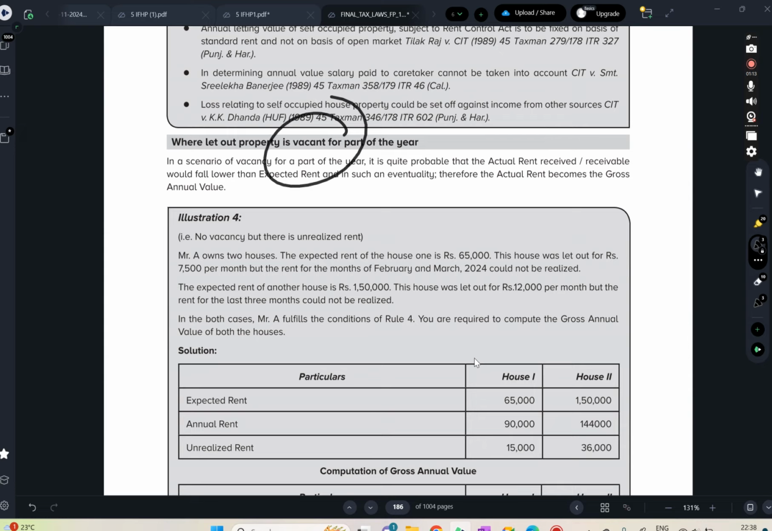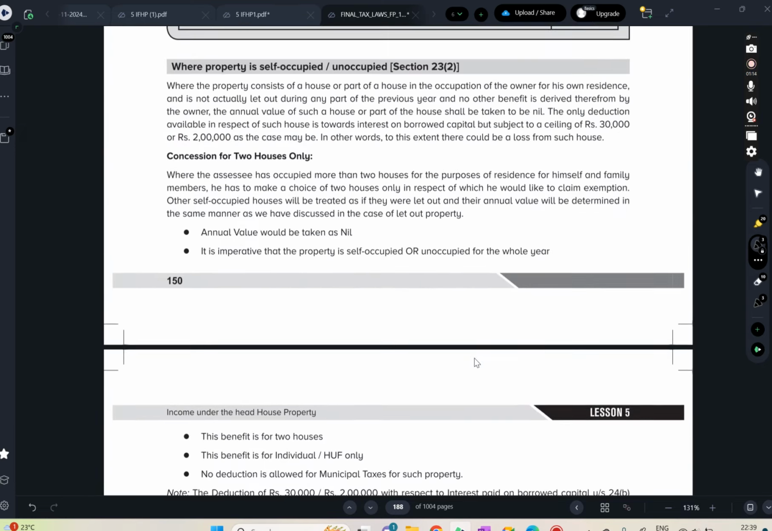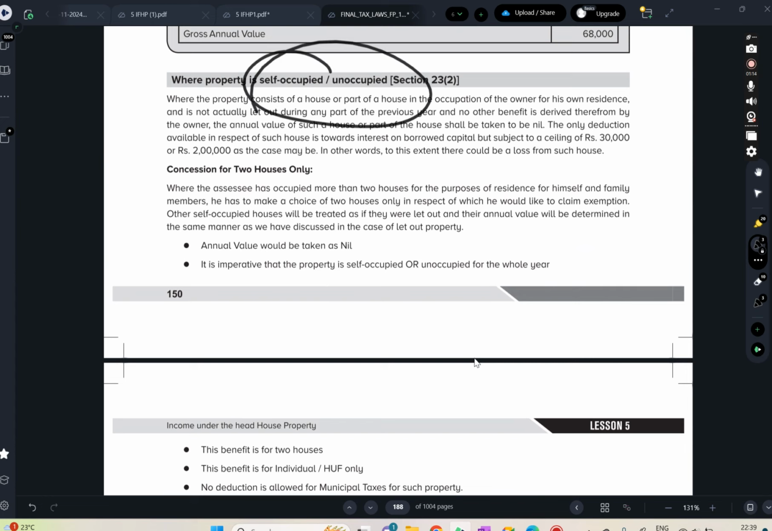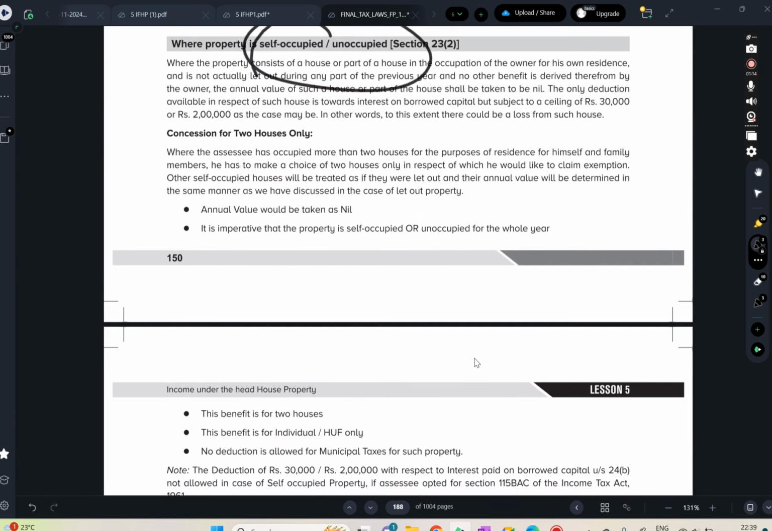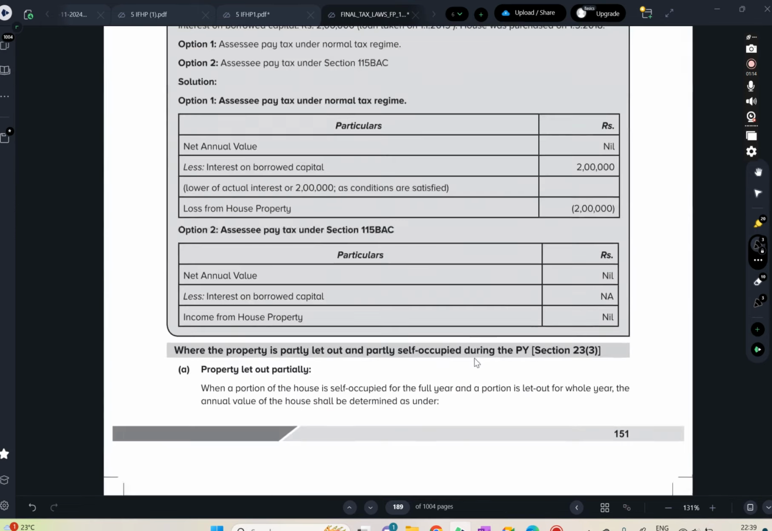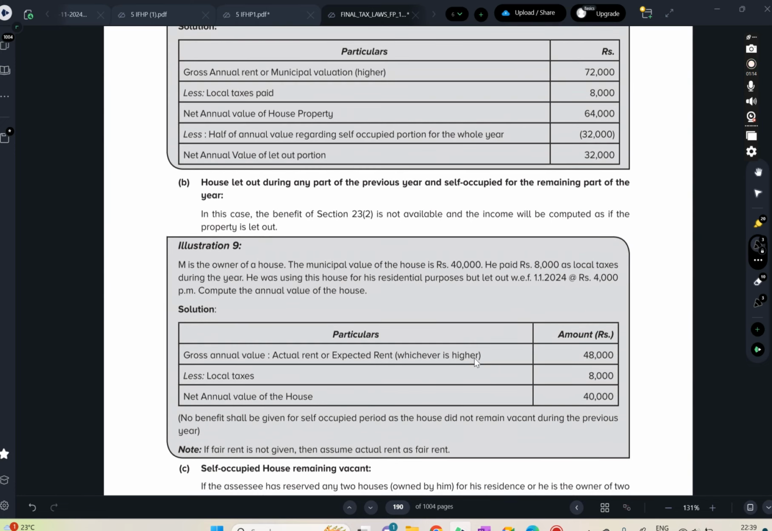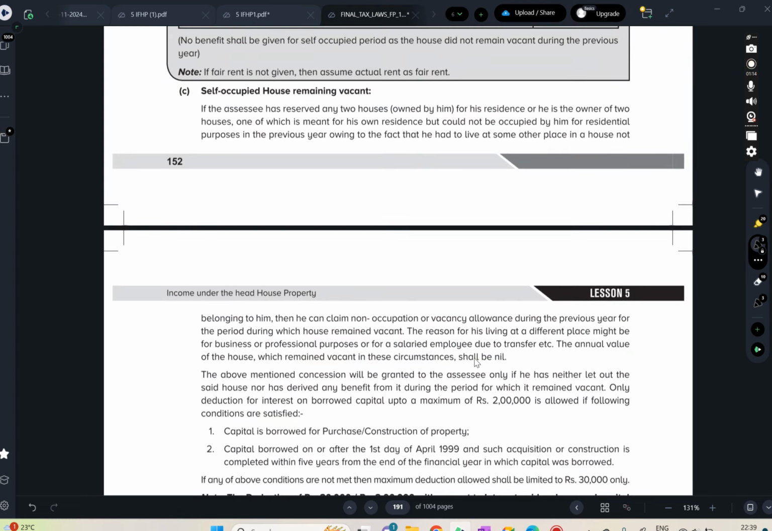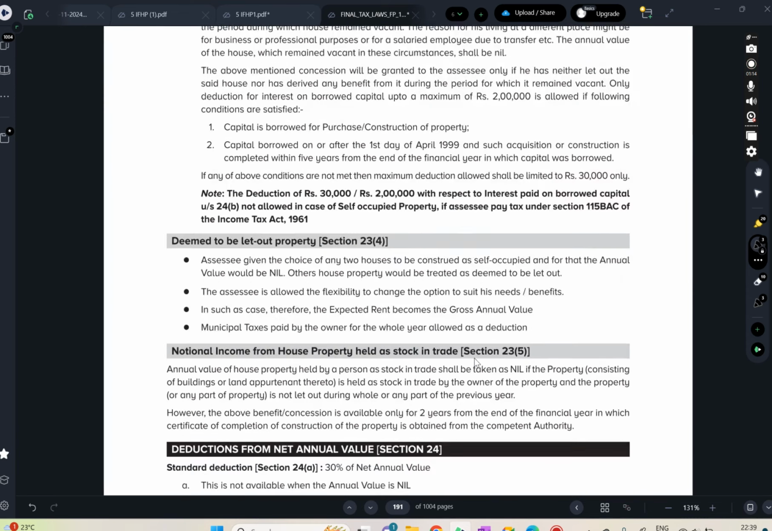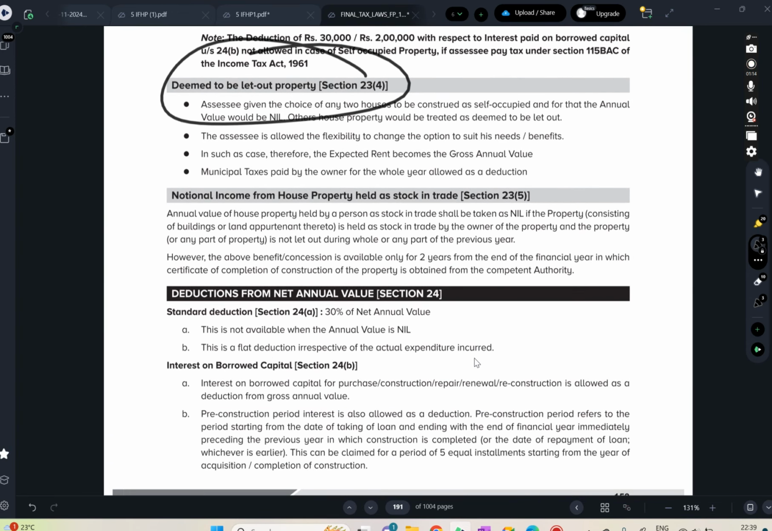Questions on that. Vacant for part of the year. Self occupied or unoccupied, we know that, 2 houses only. And then the 2,30,000 question. And a house let out during the previous year and self occupied, part of the year self occupied, part of the year let out, then it is deemed to be let out property, done.